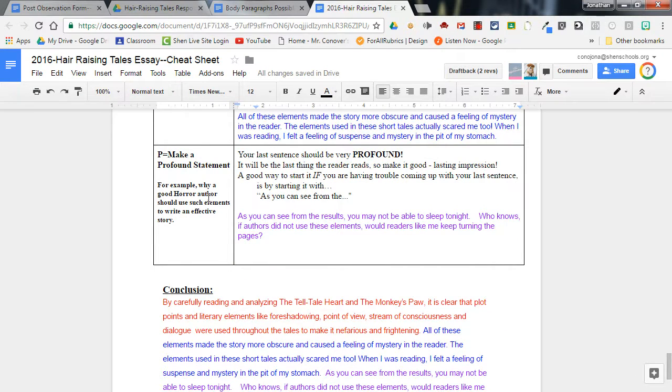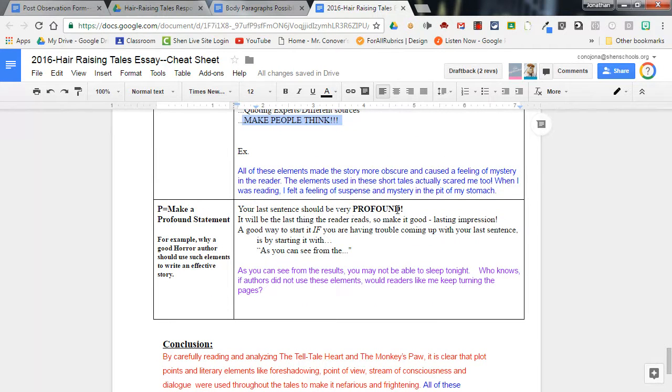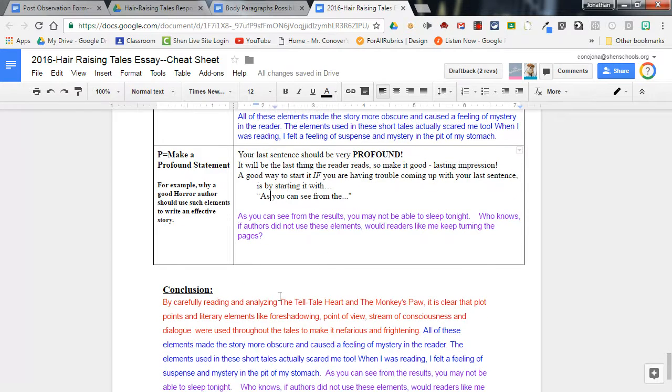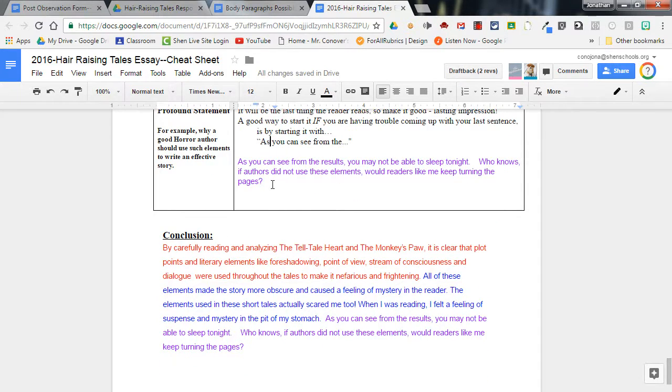For example, why is a good horror author good? Why should they use such literary elements? Your last sentence should be profound. It will be the last thing your reader reads, the last thing they remember. Make it a lasting impression. A good way to start, if you're having trouble coming up with the last sentence, is with the word "if," or maybe right here: As you can see from the results, you may not be able to sleep tonight. Who knows? If the authors did not use these elements, would readers like me keep turning the pages? A rhetorical question to leave you thinking.